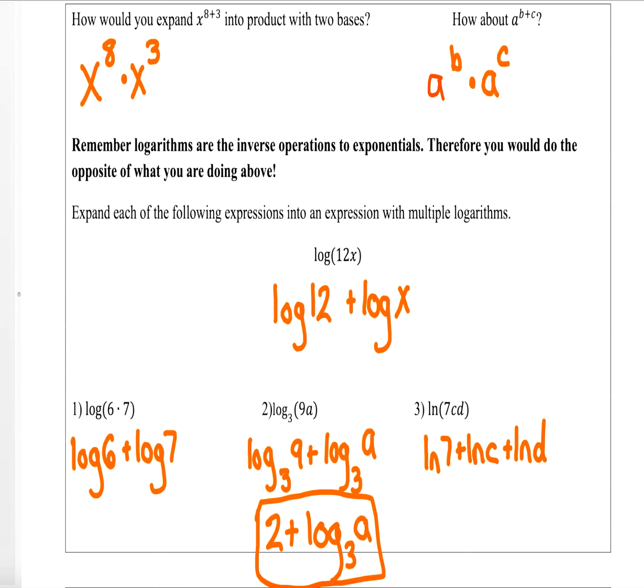And number 3, we have 3 things getting multiplied, 3 factors on the inside of that natural log. So it would be ln of 7 plus ln of c plus ln of d. So we'd be adding 3 different natural logs there instead of just 2, like we did number 1 in the example.